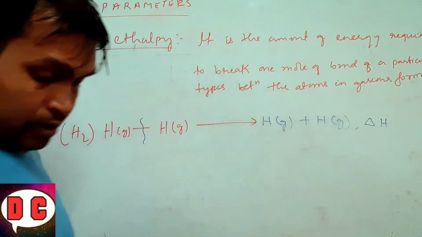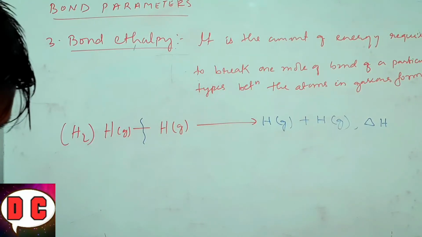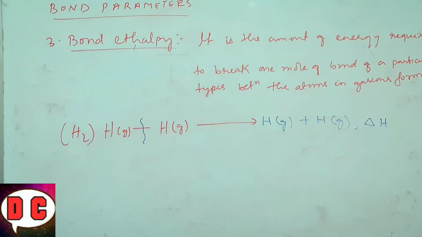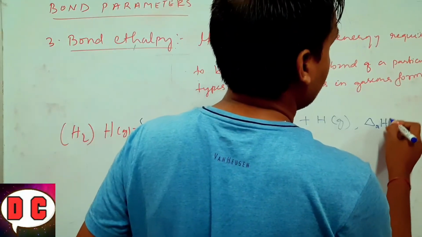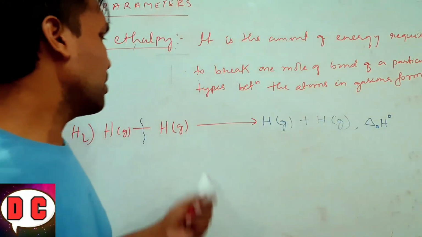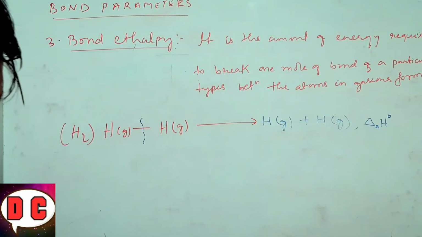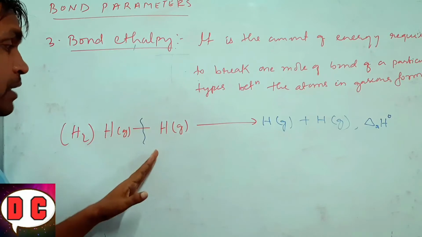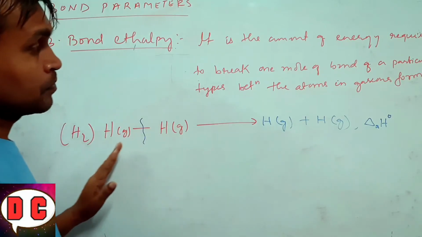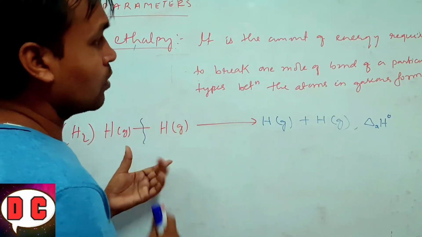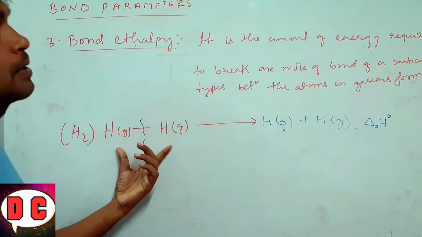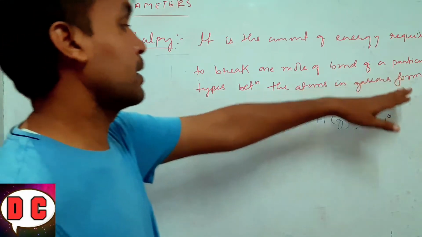Bond enthalpy or enthalpy is represented by delta H. Delta H naught is the standard bond enthalpy, and it will have some value here. Got it? Understood? So bond enthalpy is the amount of energy required to break 1 mole of bonds of a particular type between the atoms, in the gaseous form.